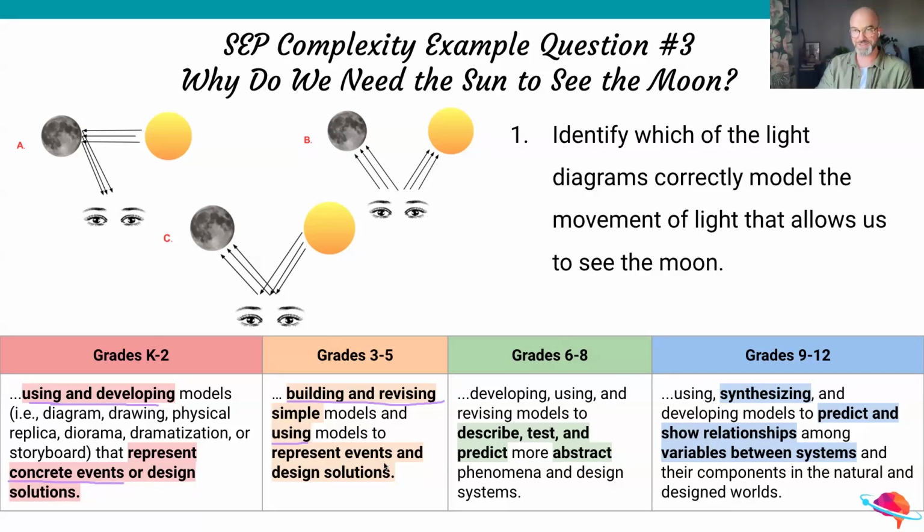And so for this model and for this question, the process of light bouncing off of the moon and going to our eyes is not really a concrete event. It's pretty abstract. I mean, it's not invisible. It is visible. That's how we see the moon. But there's this stuff that's moving around and we can't see it. We just see a reflection of that stuff. When you really start to think about it, that's pretty abstract.